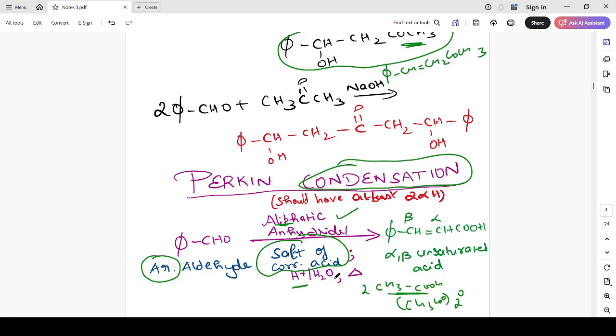The reaction is very similar to your aldol condensation reaction. The only difference is that in aldol, I would have treated this with an aldehyde again, or a ketone. Here I'm using an anhydride, which would get split up to form acid here. Other than that, the same thing is happening here. So we'll understand it with the mechanism that it follows.